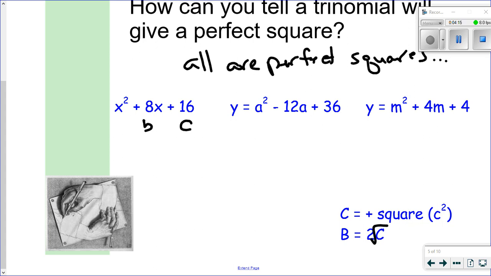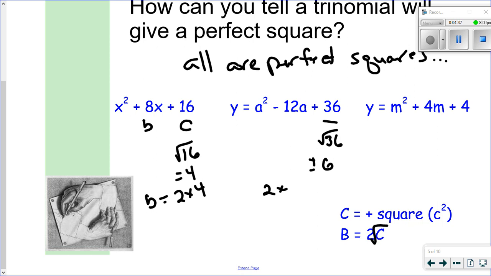Okay, so if we notice, the square root of 16 equals 4, and B equals 2 times 4. The square root of 36 is 6. Now, we haven't really dealt with it, but the proper answer is that it's a plus or a minus 6. 2 times negative 6 is negative 12. Okay? So if you want to be keen and identify, hey, this is a perfect square and save yourself some work, go ahead. Personally, I'm too lazy to do that extra memorization.